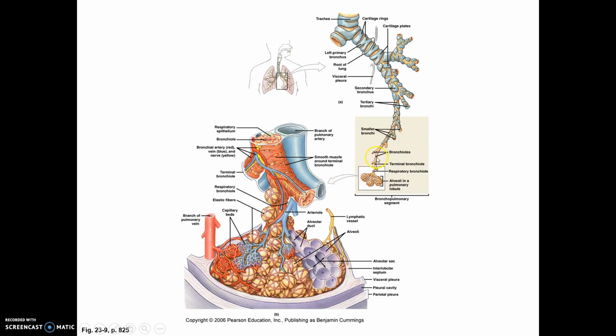So if I constrict smooth muscle, I'll make my passageways smaller. If I relax the smooth muscle, I'll make the passageways bigger at this point. Now I really can't change the size of this up through here, but I can change the size of the bronchioles.